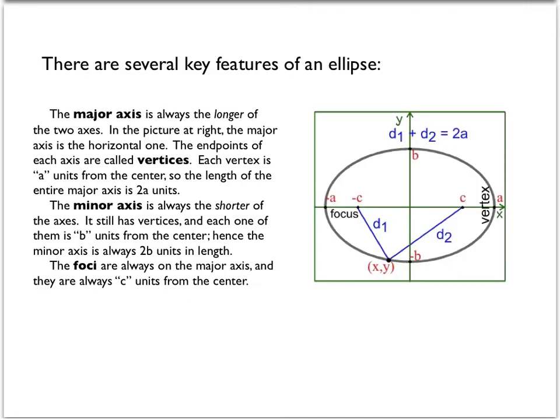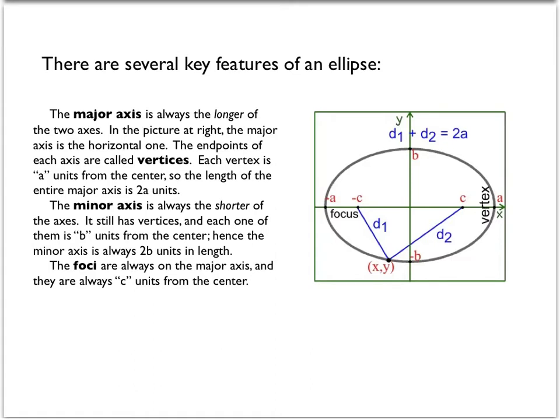Now this is a good thing for you to pause and write down. This is some of the key features of an ellipse. We have the major axis. That's always the longer one. In this case it's going to be the horizontal one. We have vertices on each side, so there's a vertex here and here on the major axis. We say that the major axis, or these vertex points, are A units from the center. So the center being here, A to here, and also A to there. Therefore, that major axis is 2A units long.